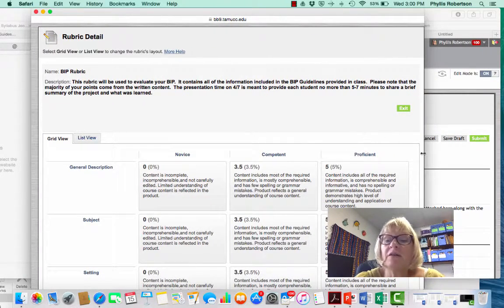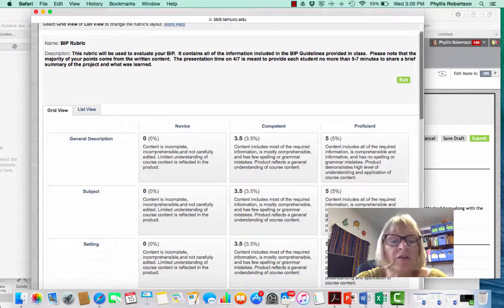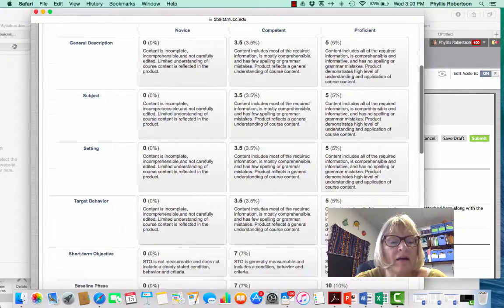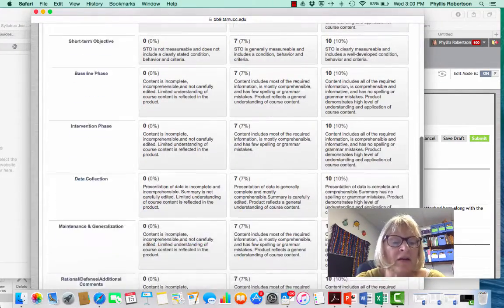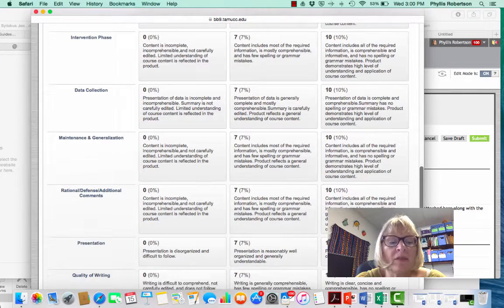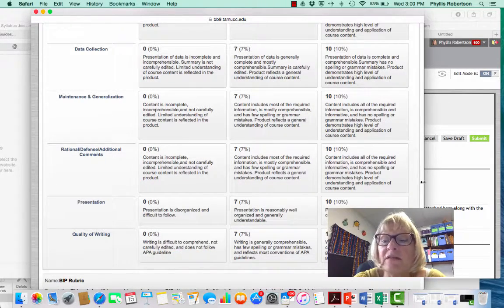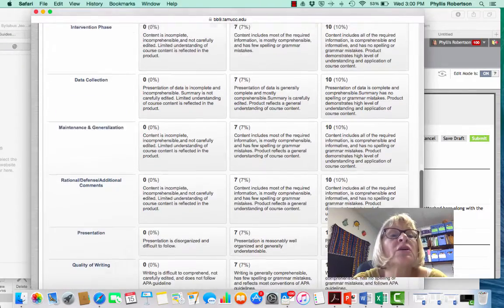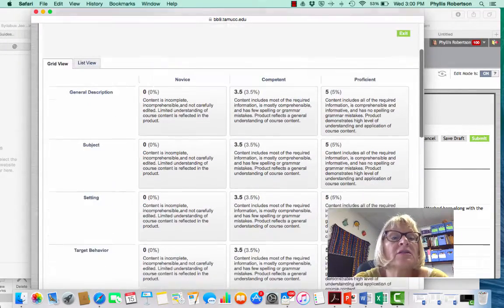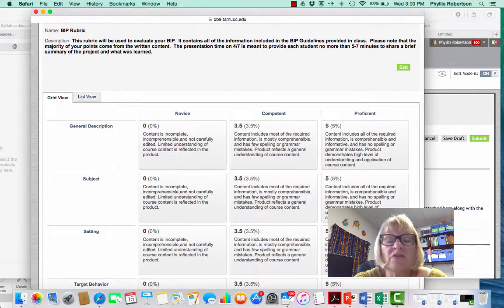So if you'll notice here, each of the items provided in the guideline are also specified in the rubric with information on the number of points available for each. So the first thing that you're asked to do is provide a general description of your project that is worth 5% or 5 points out of the total 100. The same is true for a description of your subject and your setting.